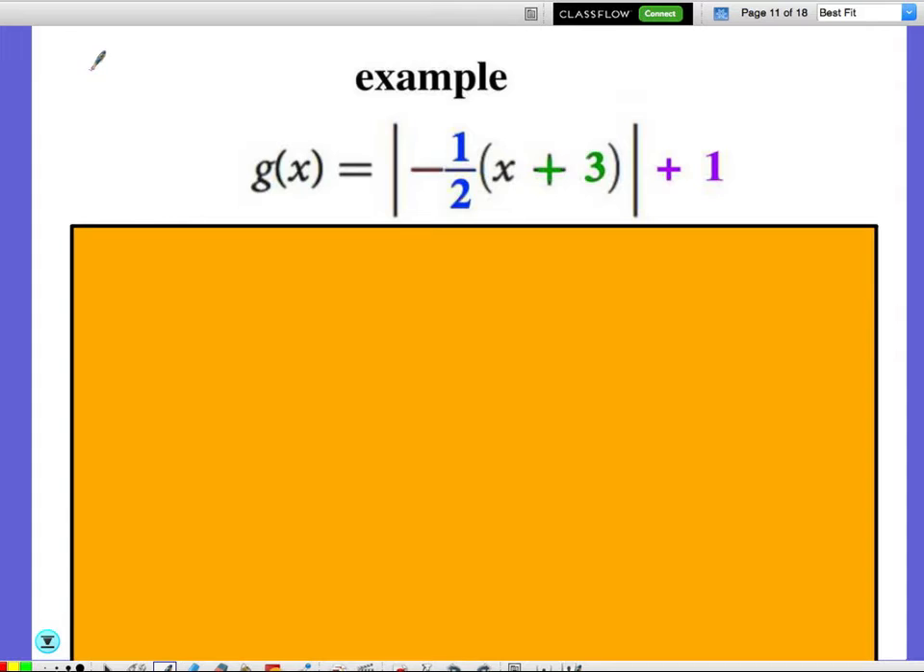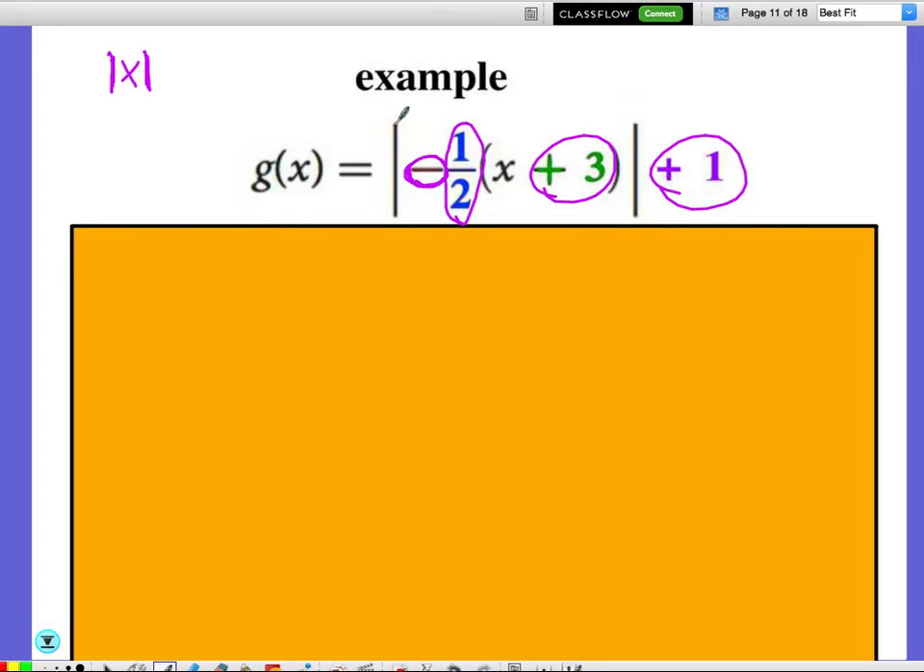Again, our parent function is this. So every single little thing here, we're adding 3, we're adding 1, we're multiplying by 1/2, and we have a negative. All of these different things that I circled represent a single transformation. So let's start from the left and work our way to the right. So here, first of all, we have a negative. Let's figure out what is that negative telling us to do.